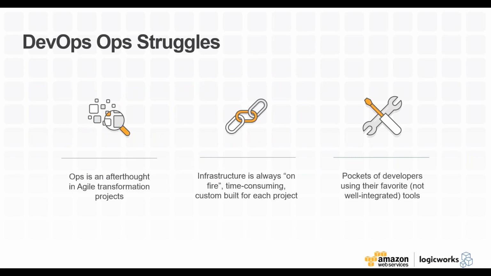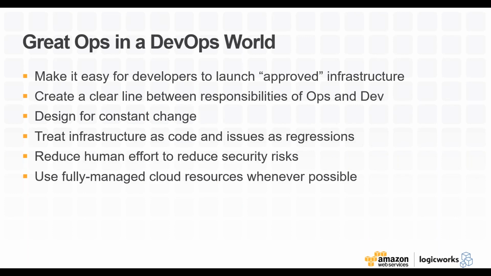Development and deployment tools often get automated, but infrastructure does not, which means that every infrastructure change is time-consuming and risky. Ops is always putting out fires and struggles, which is further compounded when pockets of developers use their favorite and often not well-integrated tools. It's no wonder that more than half of developers still have no access to self-service infrastructure, and more than a third of developers say it takes more than a month to get new infrastructure. So how do we make the ops half of DevOps great?